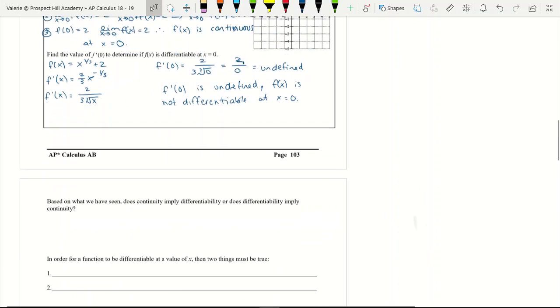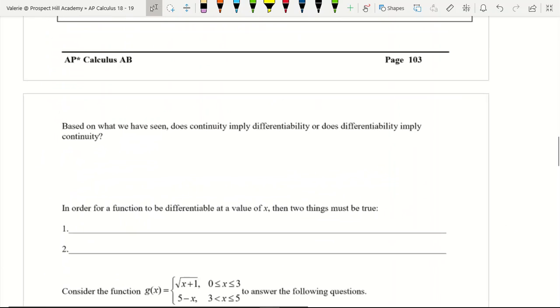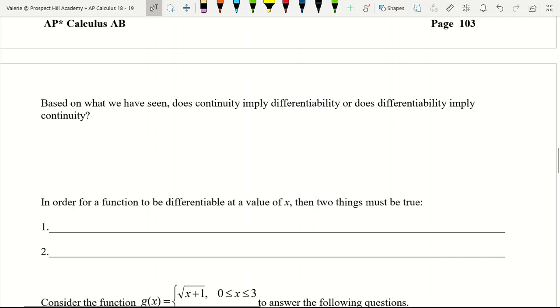So if we move on to the next page, we can look and state a few things. So the first thing we can state is that continuity does not imply differentiability.